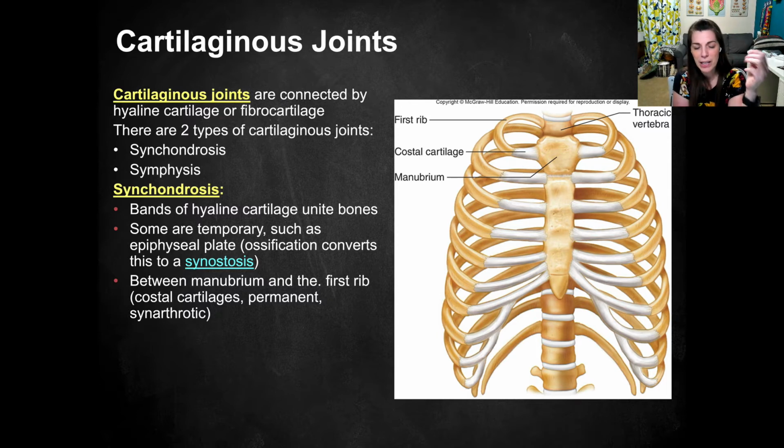Some of them are temporary, such as we talked about at the epiphyseal plate, where ossification is going to convert that and then make just that line. But you get some of this at the joint between the manubrium and the first ribs. So you've got your sternum, right? But your sternum has a larger bone at the top, and that's called the manubrium. So right there, between your manubrium and your first ribs, you get bands of hyaline cartilage that hold the bones together.